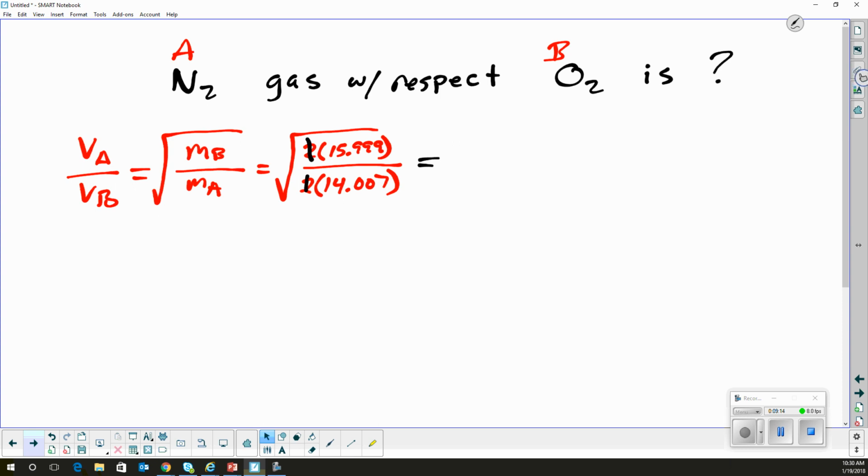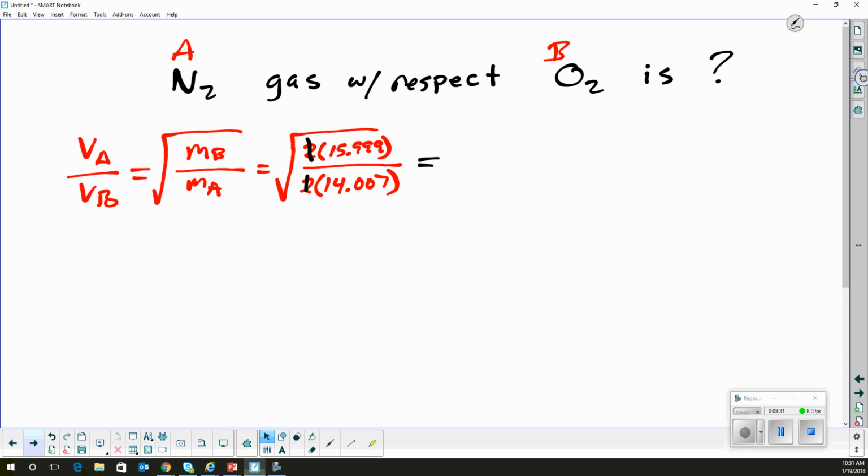Use the wrong one. Try this one. Did you get an answer? I'm being really slow. So you do 15.99 divided by 14.007 and then square root that answer?